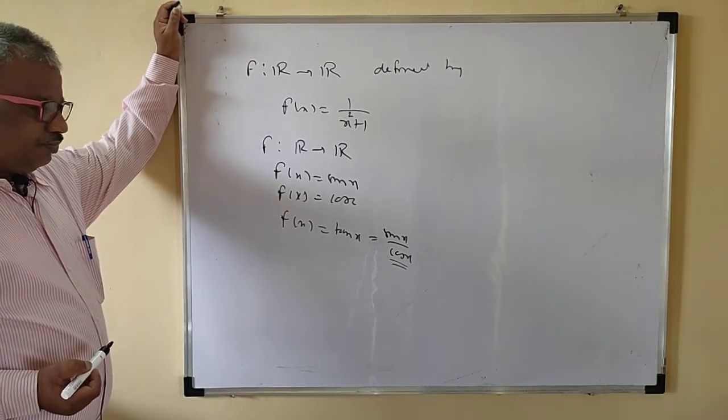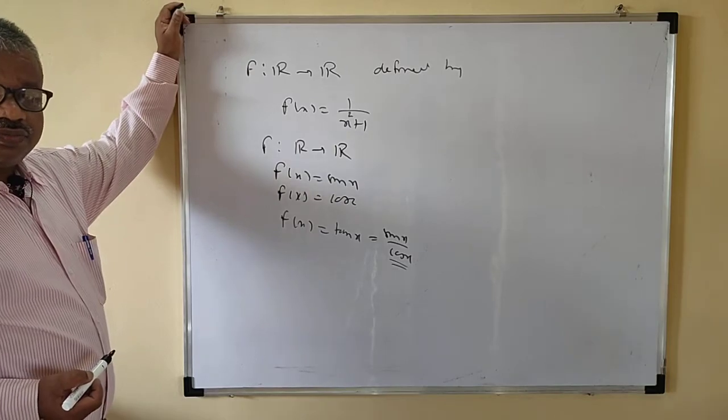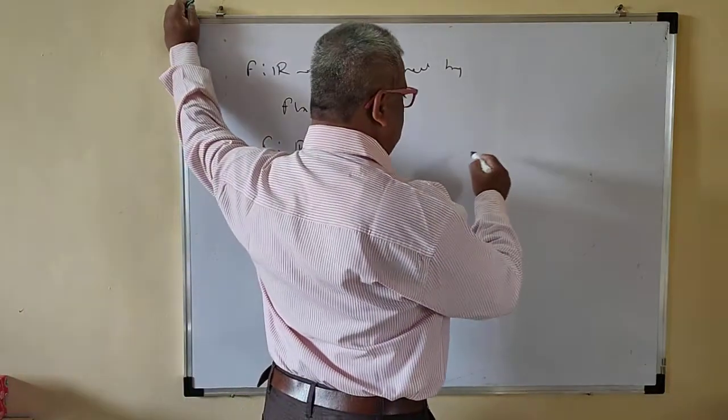So that means what here? At what points is your cos x 0? So note that. So see here.